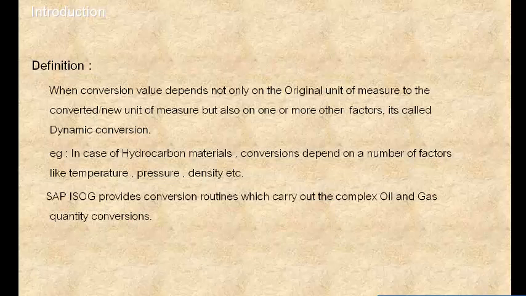For that, SAP IS-Oil and Gas provides conversion routines, which is nothing but ABAP code, a program with conversion routines which carry out the complex oil and gas quantity conversion. So SAP is providing background routines or programs in which they build up the formulas: this is the value, convert it, use this formula, and get the final value. So some kind of background functions are involved in this dynamic conversion.